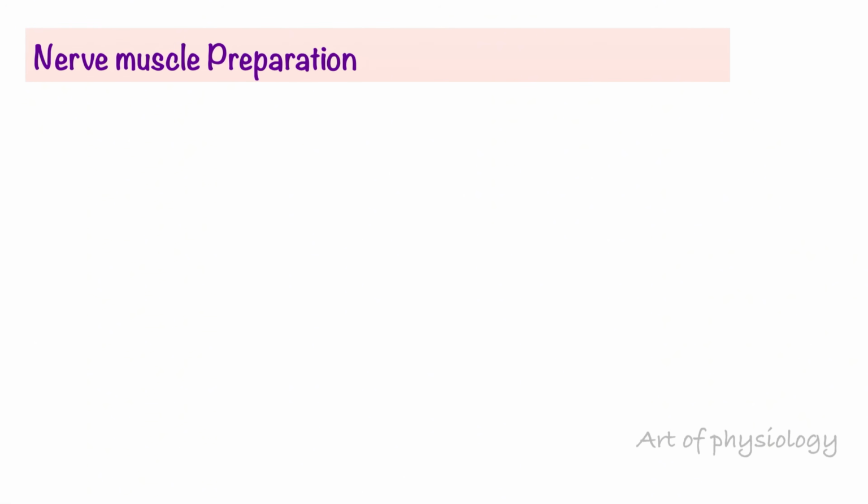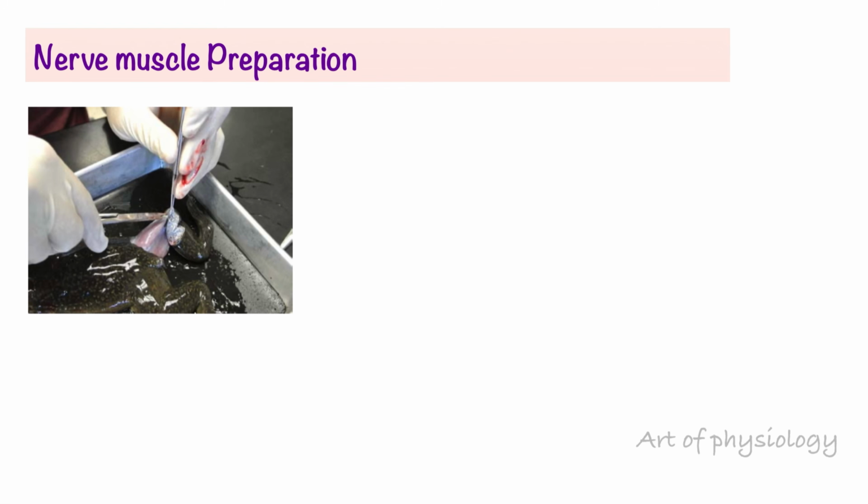Before discussing the graphs, we should see how the experiments are done and what is the need of doing this. As this is an amphibian experiment, we are taking a frog here. Why are we taking a frog? Because, as we know, frog is a cold-blooded animal, so the preparation will survive longer than with a warm-blooded animal.